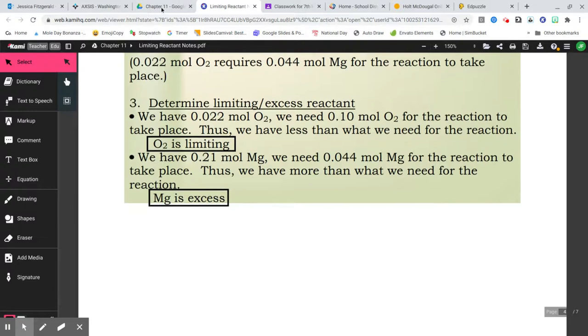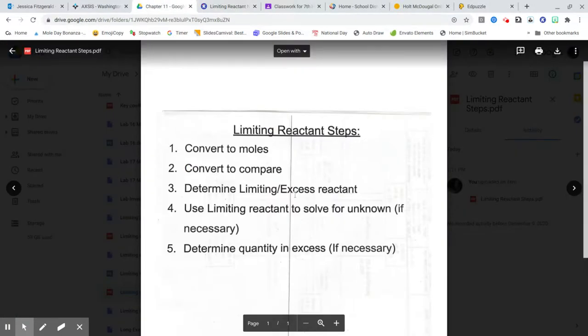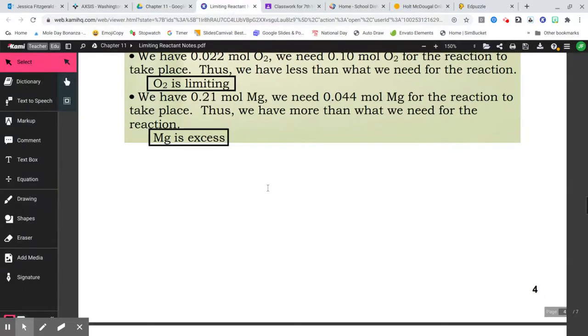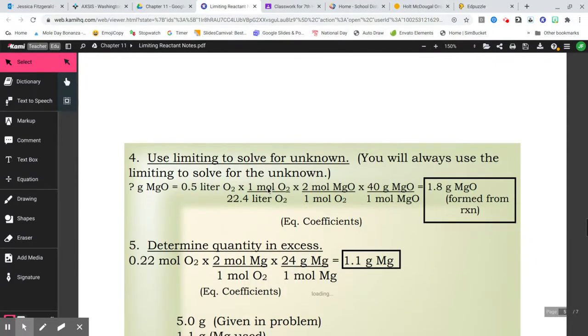So once you've determined your limiting and your excess reactant, you can use your limiting reactant to solve for other parts of the question. In this case, they wanted to know how much of your product, magnesium oxide, is going to be made. So basically, what you're going to do is start with what you're given. I know oxygen is my limiting reactant, and I know I have 0.5 liters of oxygen.